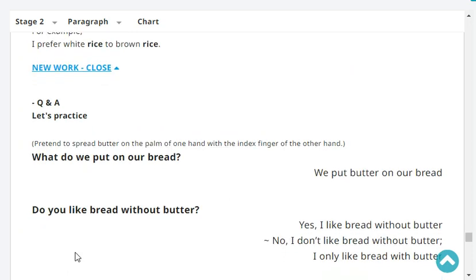Okay, let's practice. What do we put on our bread? We put butter on our bread. Very good.